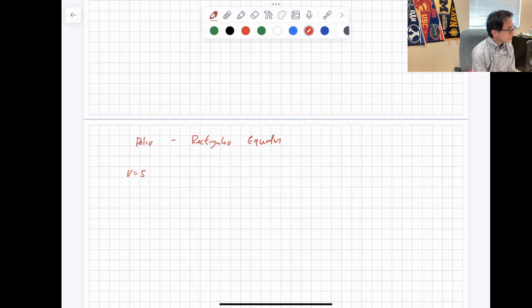This is easy. How do you convert to rectangular? X squared plus y squared equals 25. Yep, you square both sides. And then x squared plus y squared equal to 25, which is a circle with the radius r. Fairly easy.